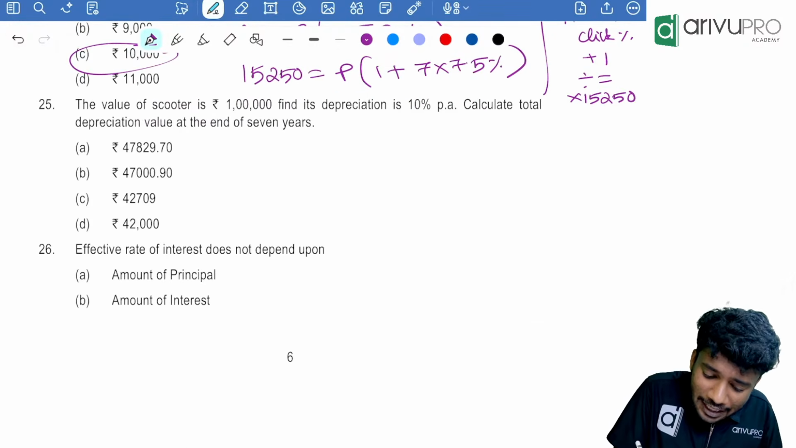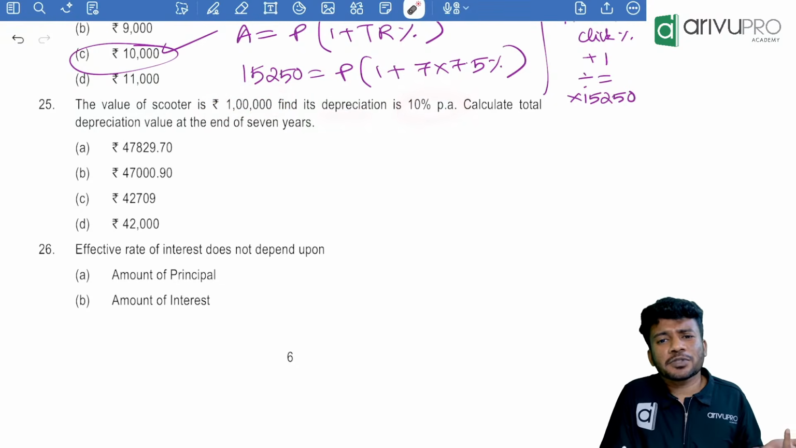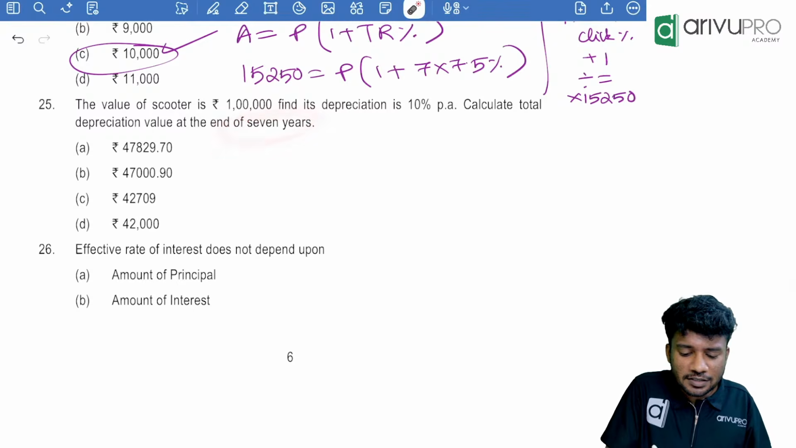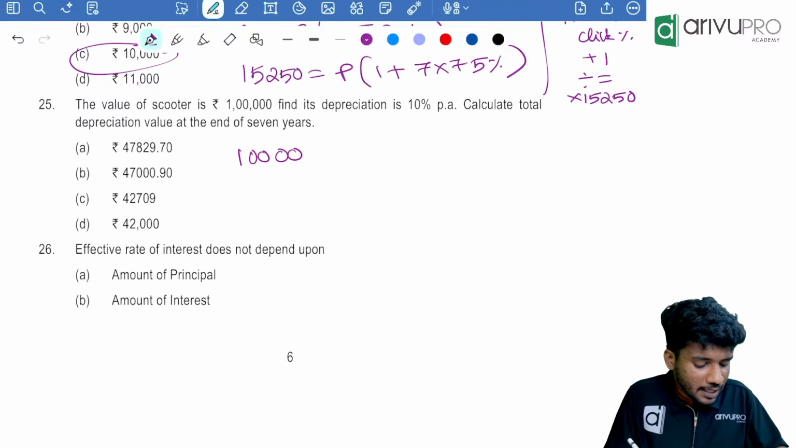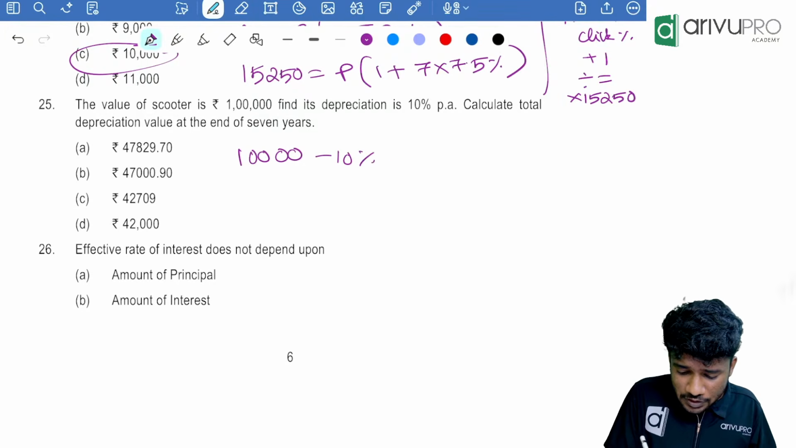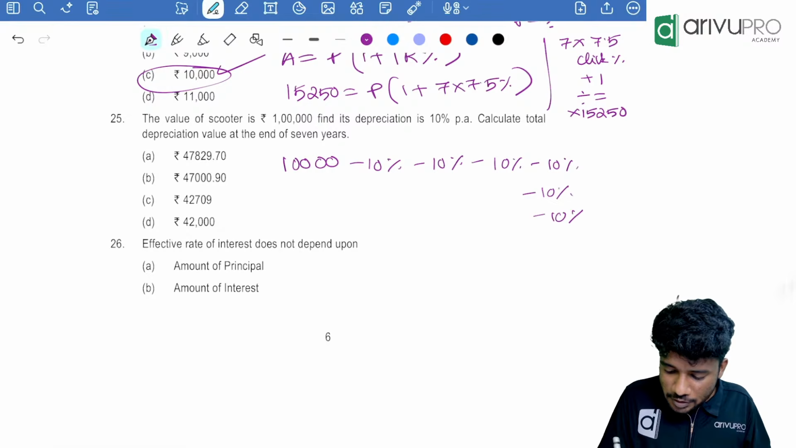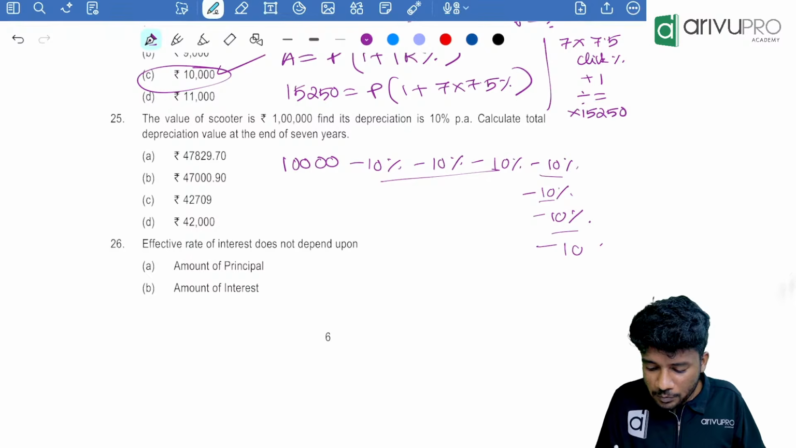Next one, the value of the scooter depreciates. Okay, 1 lakh and depreciates at how much percentage? 10%. Then the depreciation at the end of 7 years is how much is the question? Very easy question. Take your calculator and do it. Type 1 lakh on your calculator, people. Then minus 10%, minus 10%, minus 10%, minus 10%. 4 times we have done, and minus 10%, minus 10%. You are getting 3, 4, 5, 6. One more time, you will get the answer.